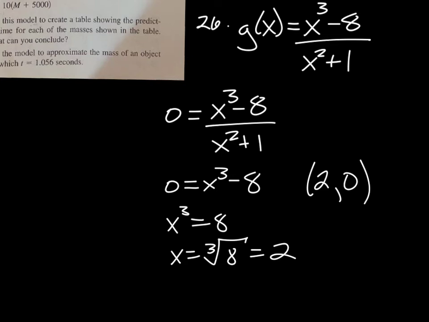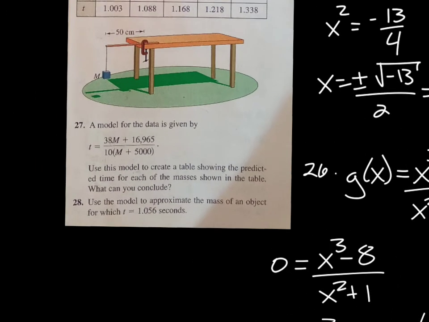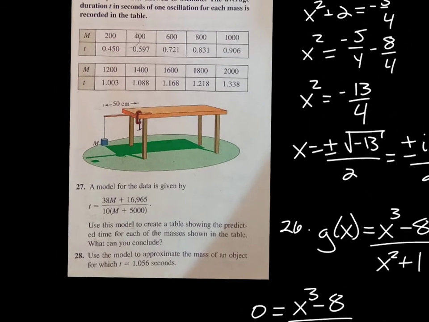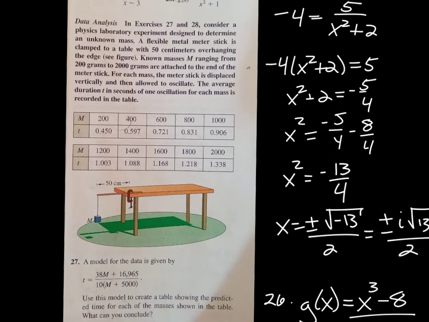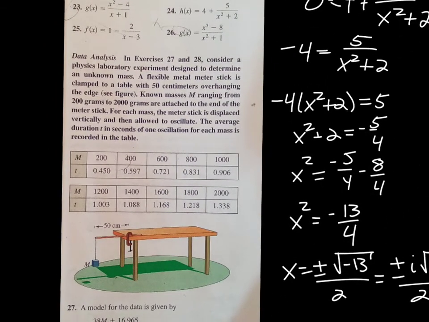Okay, so I'm just going to read through 27. That's a good problem to think about. I'm not going to actually do it, but I want you to understand kind of what's going on. It says, consider a physics laboratory experiment designed to determine an unknown mass. A flexible metal meter stick is clamped to the table with 50 centimeters overhanging. So this is 50 centimeters here.